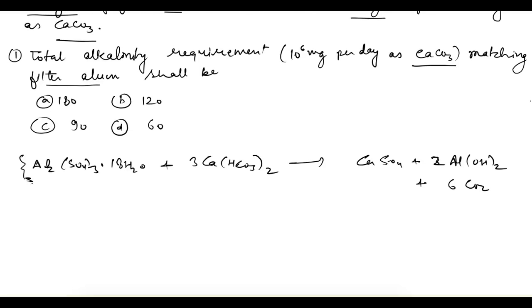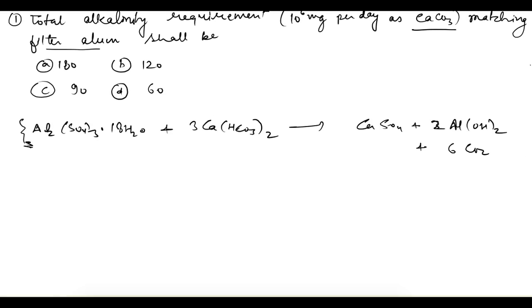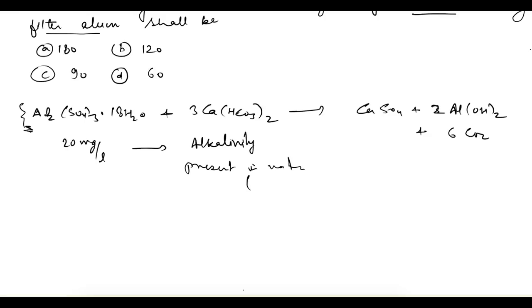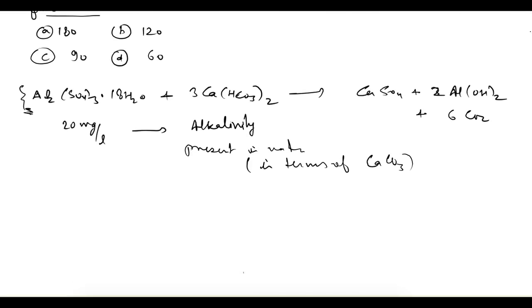First of all, you should remember this equation which we saw for alum, because it will not be given and you need it to solve the questions. Here the question says we are using 20 mg per liter of filter alum. So what will be the corresponding quantity of alkalinity which should be present in water for this reaction to take place? It is asking in terms of CaCO3. So what we are going to do is first find the alkalinity in terms of calcium bicarbonate and then convert it into the calcium carbonate equivalent.